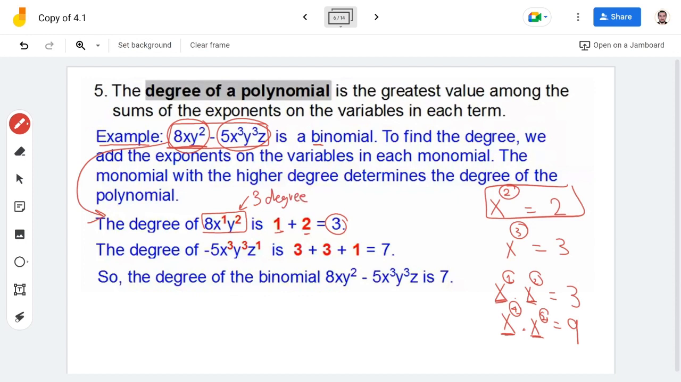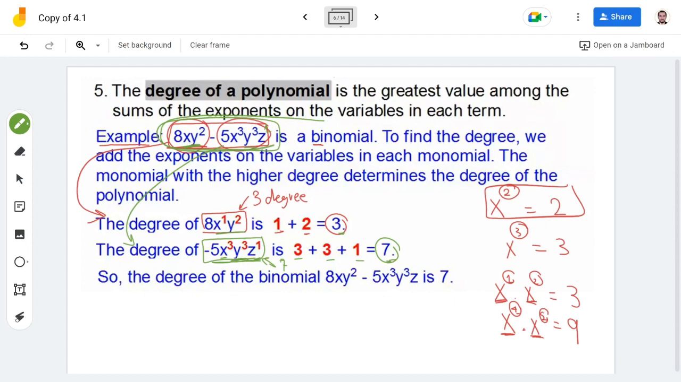Now let's take the second part of the polynomial. As you can see, we have this part here. We have x to the power of 3, y to the power of 3, and z, because there is no power, that means it's 1. So z to the power of 1. So 3 plus 3 plus 1 is equal to 7. So this term is degree 7. And to represent the degree of the whole polynomial, we check each part. The first part is 3, the second part is 7. So which one is higher?